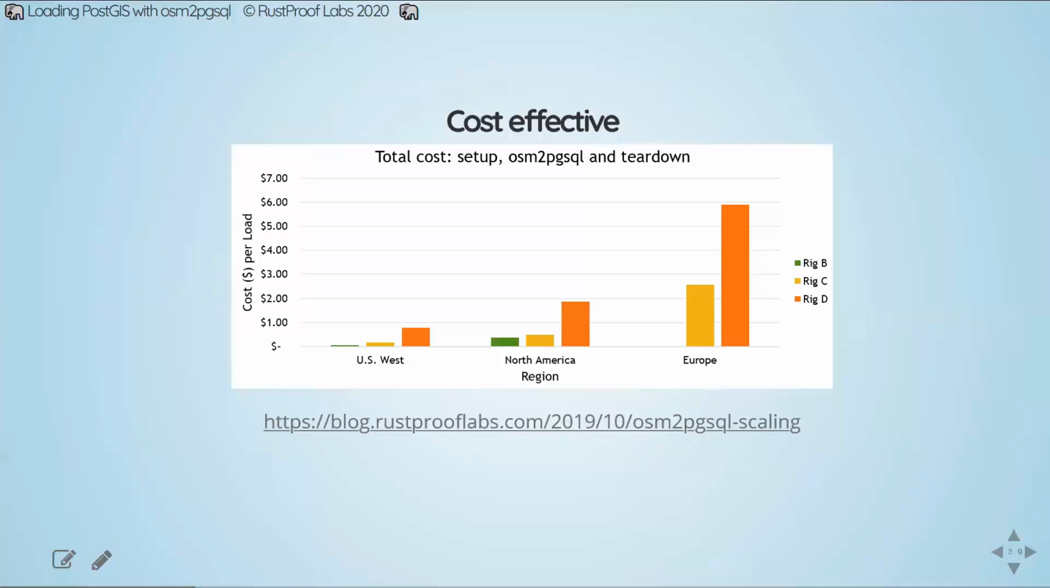And we can see that the US West region, I can load for a few pennies. If we scale up to that middle grouping for North America, it takes about 50 cents of expenses to process. And if I want to process all of Europe, it's going to cost a couple bucks. Considering the volume of data that we're processing, this dollar amount to get the data chewed up and loaded into PostGIS is very minimal.